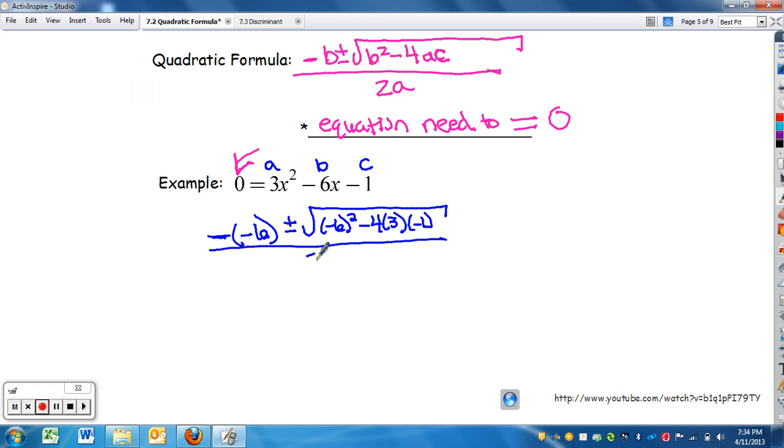All divided by 2 times my a, 3. So all I did in this part was replace the a, b, and c over 2a. By order of operations, I need to do the inside of the root. I could do other little simplifications. I can go with the negative 6, which turns into 6, plus or minus.